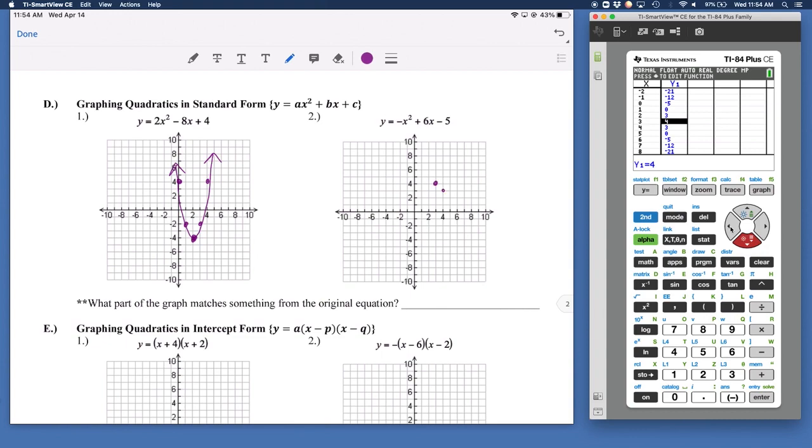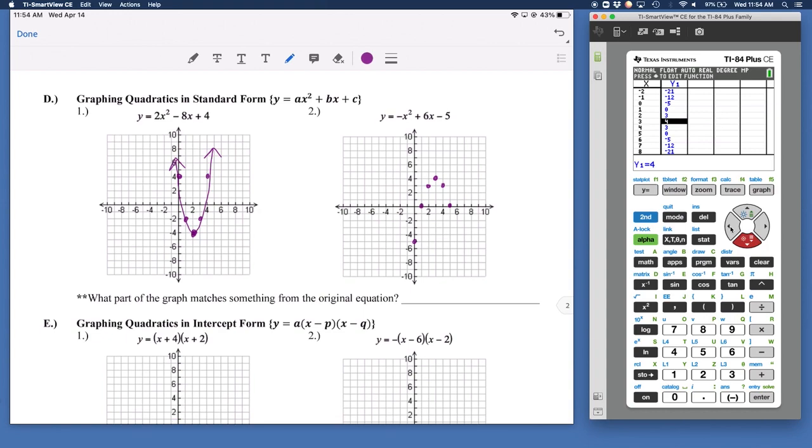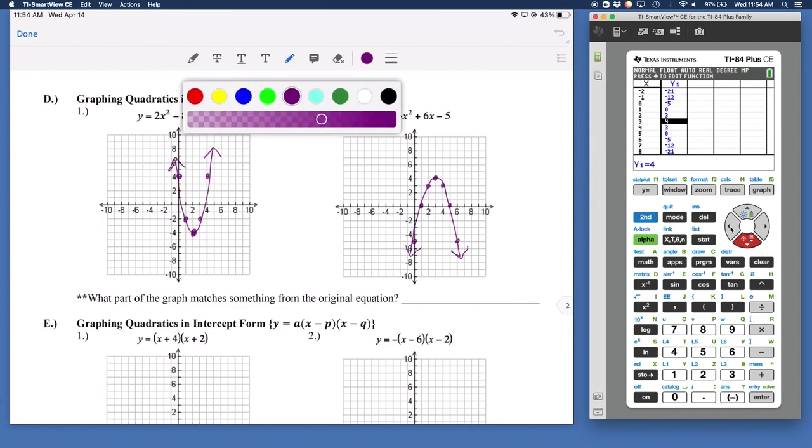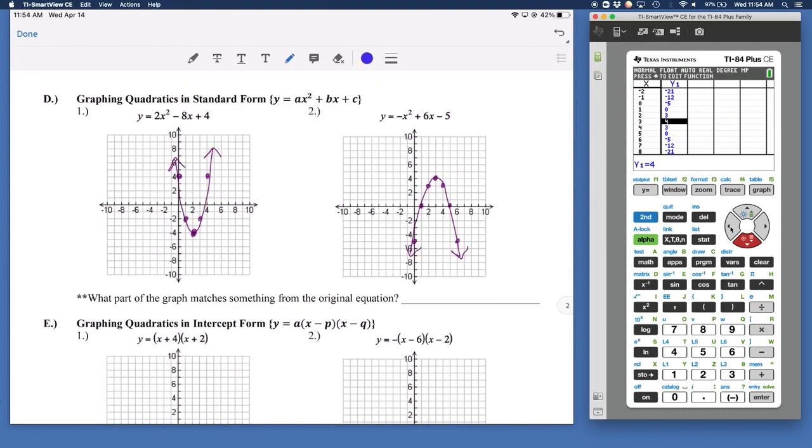But then 4, 3, or 2, 3 is next. I have 1, 0, and I've got 5, 0. I even have 0, negative 5, and 6, negative 5. Okay, those are all the points I can fit on my graph. Go ahead and connect them, and we've got a quadratic. So as you take a look at these, what part of the graph matches something from the original equation? Remember this plus 4 or this minus 5 represents that y-intercept.